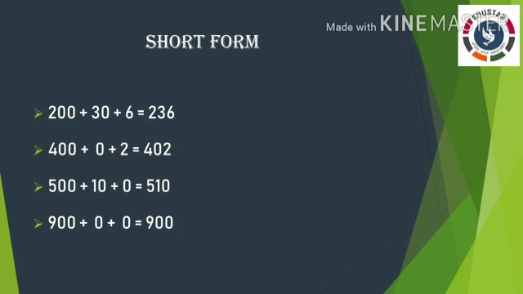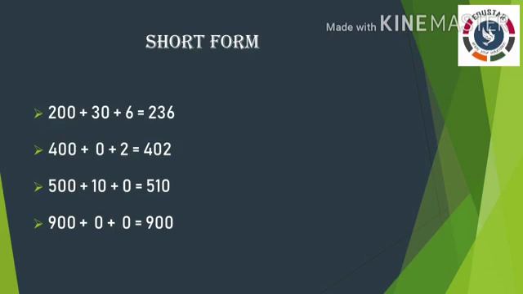Shall we see the next sum? Okay. What is your next question? 400 plus 0 plus 2. What will we do now? We have to remove all the zeros. So what is your answer? 402. In tens place already one 0 is there. So we should not remove 0 there. So we have to bring the 0 as it is. So your answer is 402. We will see the next example.